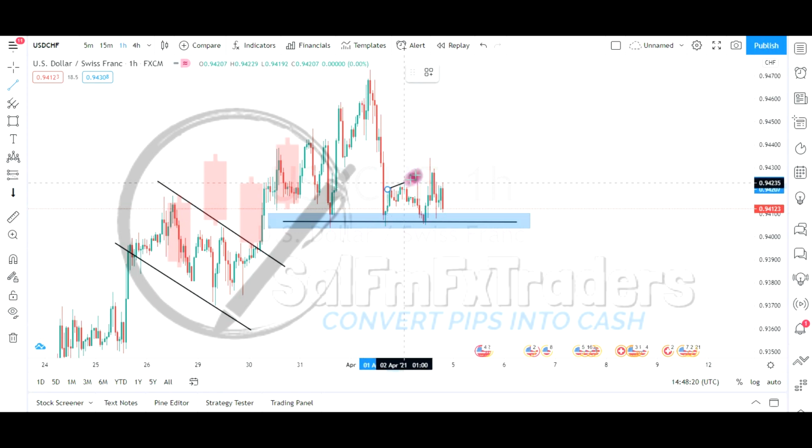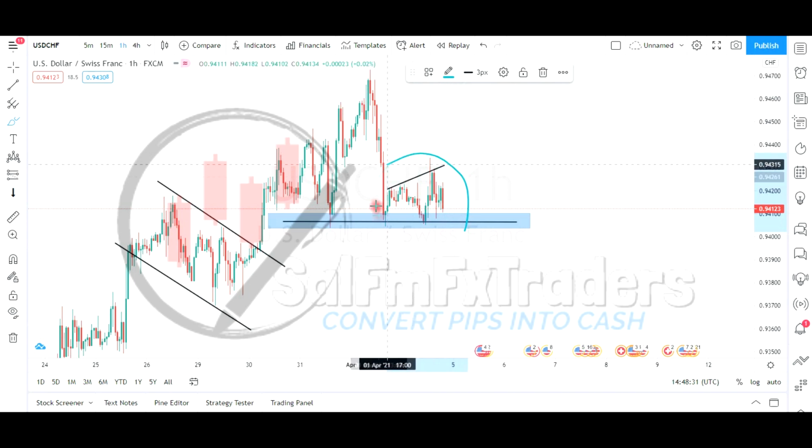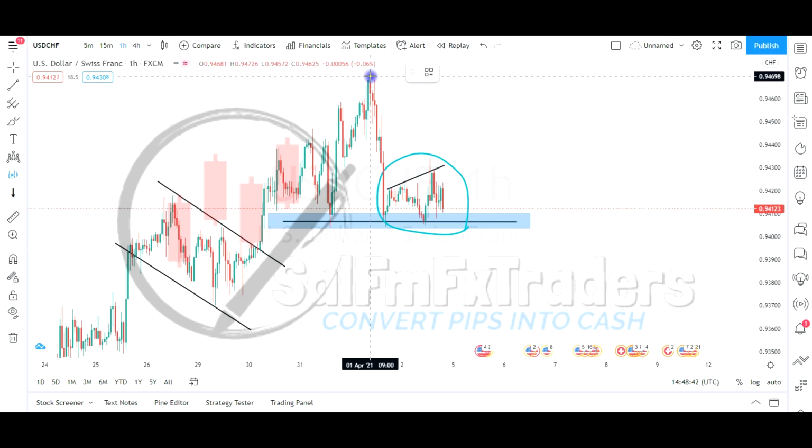But I also have this structure right here, this structure right there. This structure right here might confirm something different. For example, this might confirm a continuation to the downside. As we can see, you can expect something of this.